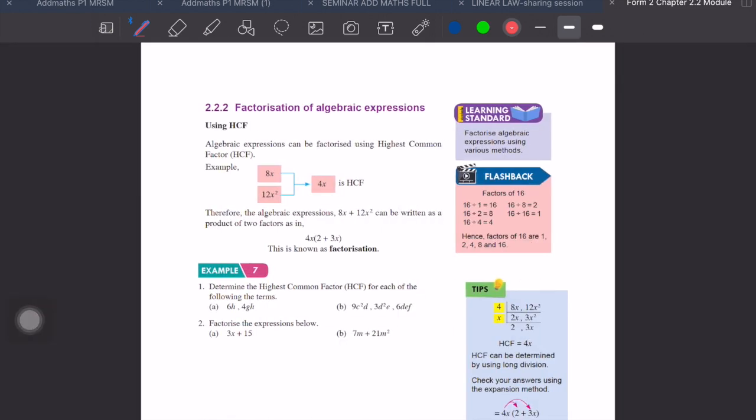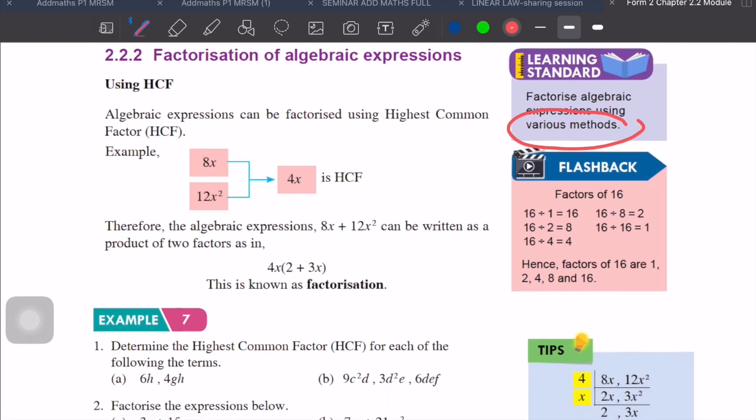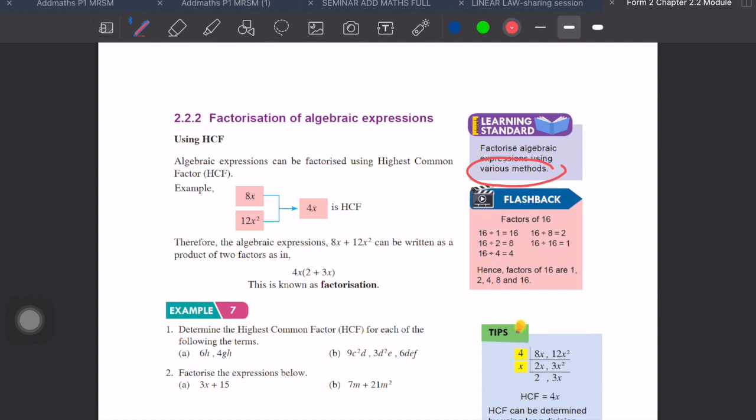Okay, next. Factorization of algebraic expression. Okay, so the learning standard for this part is factorize algebraic expression using various methods. Okay, so we will learn various method to factorize the algebraic expression. Okay, so the first method is by using HCF, highest common factor. Actually, you have learned this HCF during Form 1, okay?